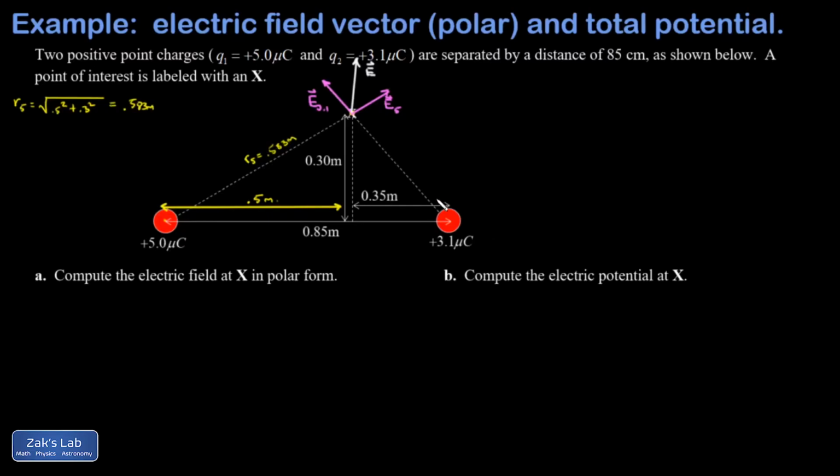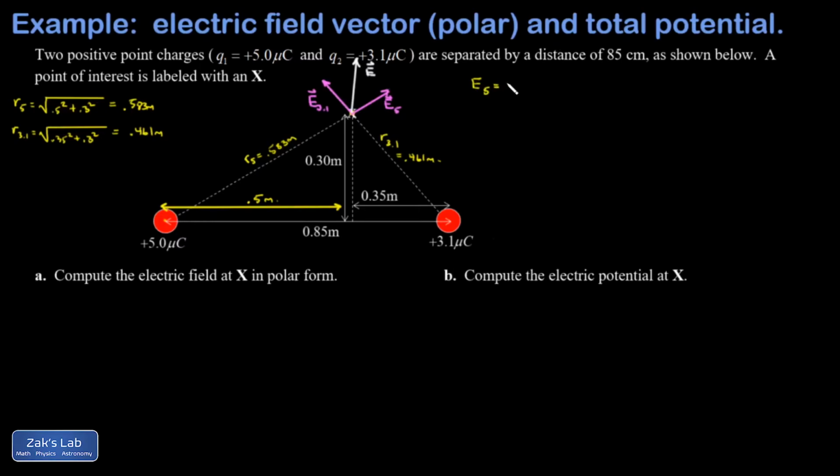meters. We also need the distance from the 3.1 micro-Coulomb charge to the point of interest, and I'll call that R3.1, also given by the Pythagorean theorem. So at this point, I can find the magnitude of the two electric field contributions.